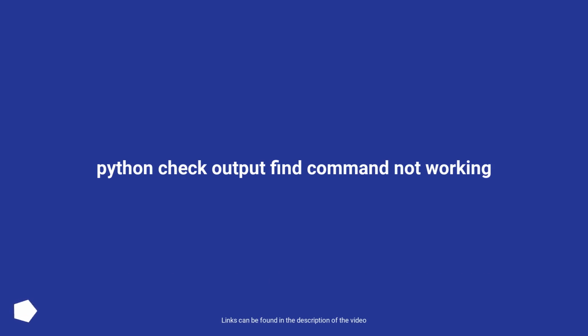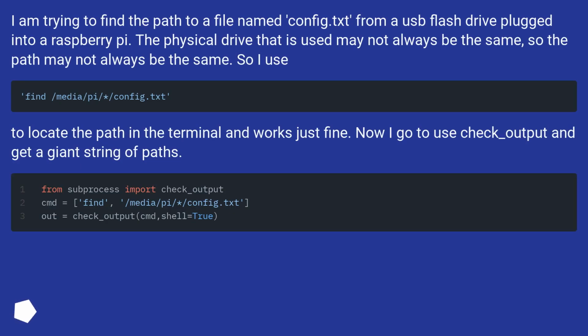Python check output find command not working. I'm trying to find the path to a file named config.txt from a USB flash drive plugged into a Raspberry Pi. The physical drive that is used may not always be the same, so the path may not always be the same. So I use find to locate the path in the terminal and it works just fine.